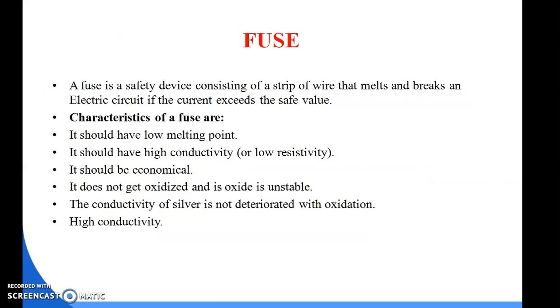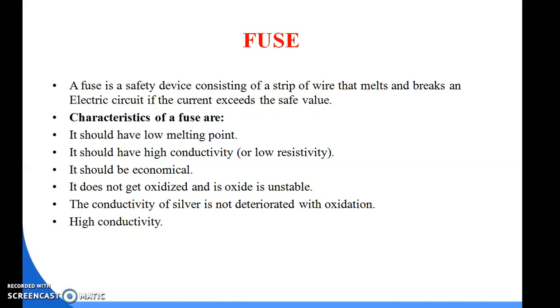So what is actually a fuse? Coming to the topic, a fuse is a safety device consisting of a strip or wire that melts and breaks an electric circuit if the current exceeds the safe value. Characteristics: it should have a low melting point, higher conductivity and low resistivity, it should be economical, and it does not get oxidized, and its oxide is unstable.